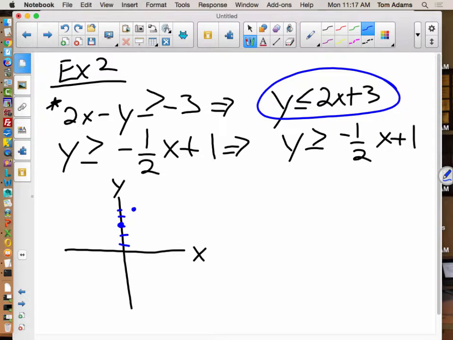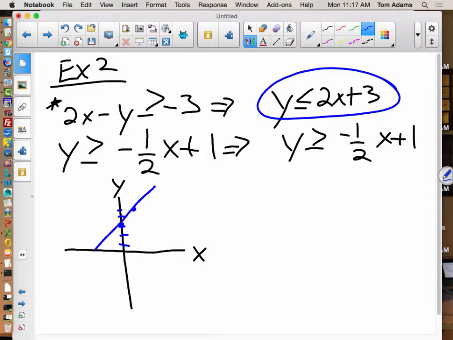Guys, you're focusing on the wrong thing. We're trying to find the solution set. We don't know if they're parallel or perpendicular, although we do. But that's not the question I'm asking you. They are perpendicular for those of you playing at home, but I need you to pay attention and focus. That's not the solution set.